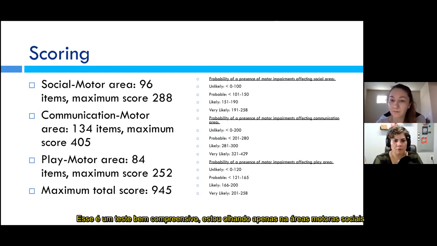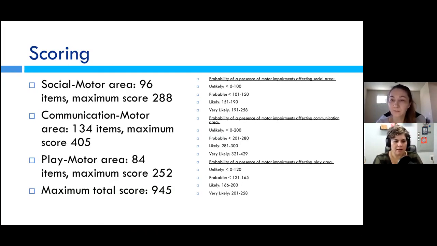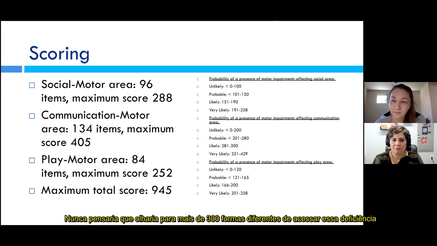Just for social motor areas, you have 96 items that you score, 134 for the communication motor area, 84 for the play motor area, and it's a total of 945 points that you can score. It's over 300 items that you are scoring. So this is very, very comprehensive. In my mind, I'm not by any means a specialist in motor impairments, I would never think of looking at 300 different things to assess that impairment.